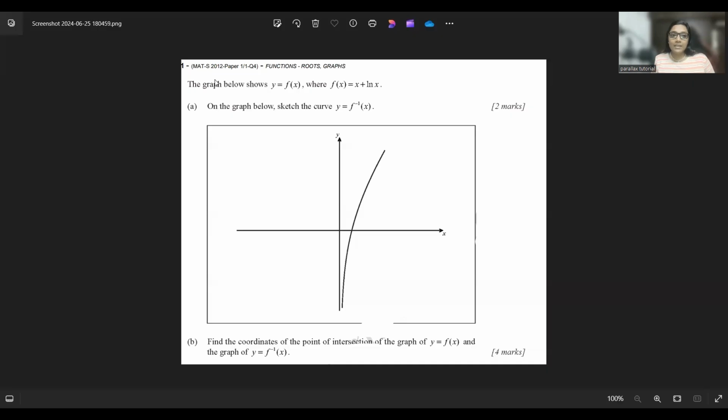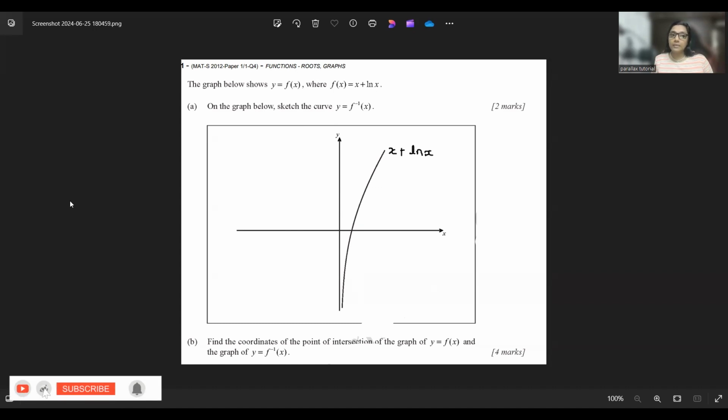Now, as you see, this is 2012 paper 1 and it's a question on functions. Now, paper 1 is the paper where you're not allowed a calculator. So your concept has to be crystal clear, especially when graph questions come up, right? Okay. The question over here tells us to draw. So let's read the question. The graph of f of x is already given. This is x plus ln x. Let's write that down on the graph. This is x plus ln x's graph. And on the graph below, you have to sketch f inverse of x.